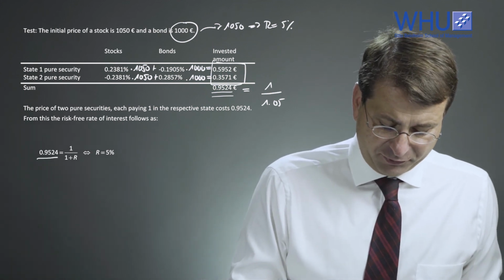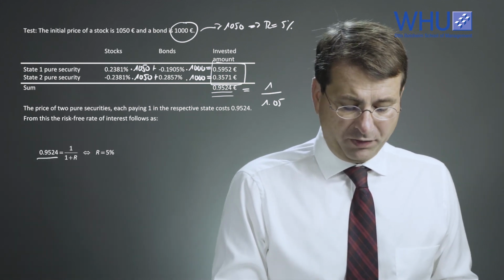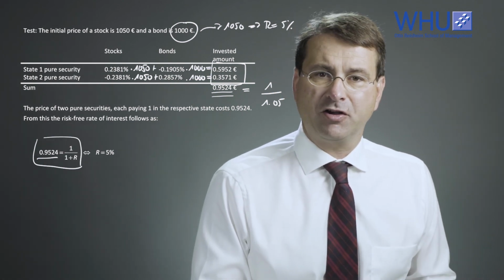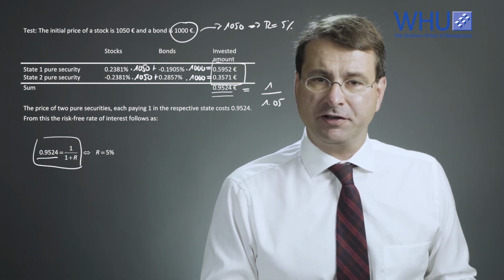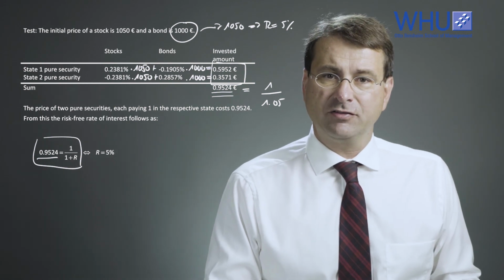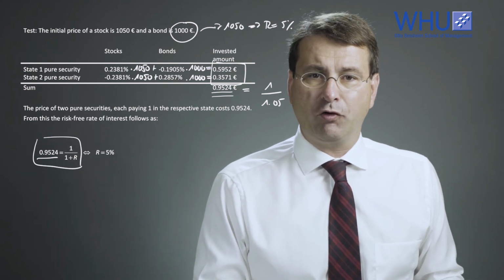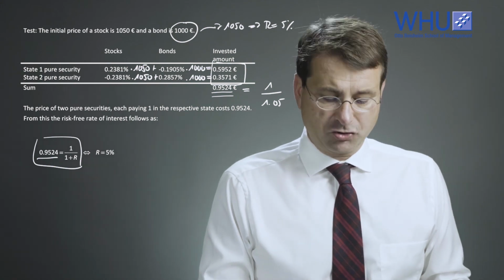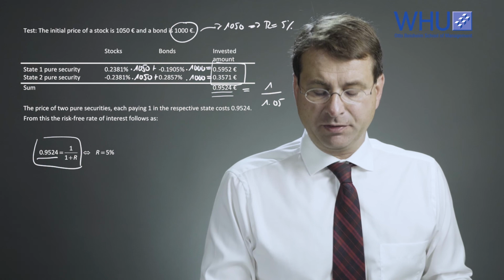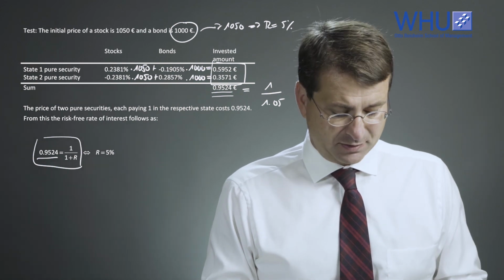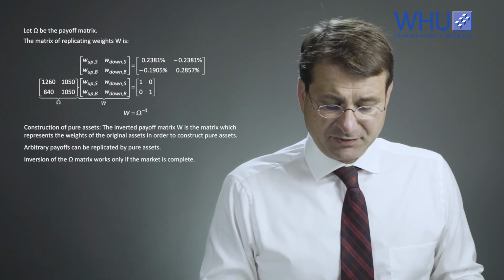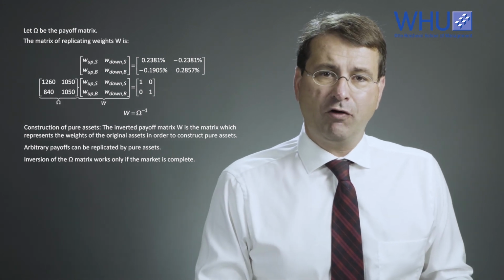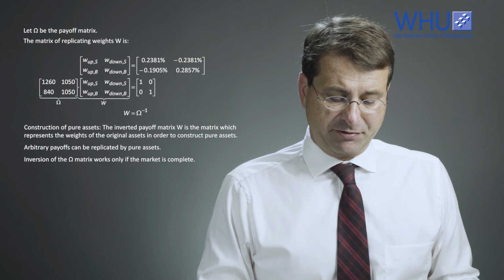So 0.9524 is nothing else than 1 divided by 1 plus r, which makes absolute sense because the combination of both pure securities is a riskless asset. So therefore the return on the portfolio consisting of both pure securities should be equal to the riskless rate of interest. Now, this gives us basically a calculus for the evaluation of any arbitrary asset.